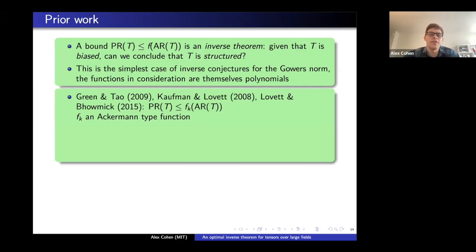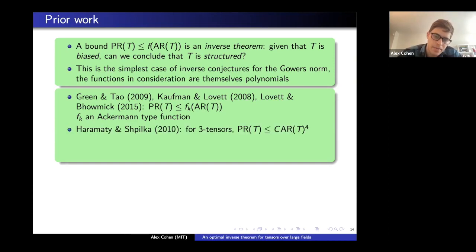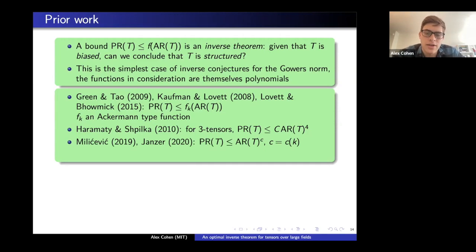So the first result of this form was obtained by Green and Tao, and then further improvements over finite fields were obtained by Kaufman and Lovett and Bhowmick and Lovett. They proved that the partition rank is indeed bounded by some function of the analytic rank, but that function is of Ackermann type. So this is really a qualitative sort of theorem rather than a quantitative one. Haramaty and Shpilka showed for 3 tensors, the partition rank is bounded by a constant times the analytic rank to the 4th power, so some polynomial bound. And then there was a breakthrough by Milićević and Janzer, who independently proved that the partition rank is bounded by the analytic rank to some power. So the partition rank is bounded by a polynomial function of the analytic rank.